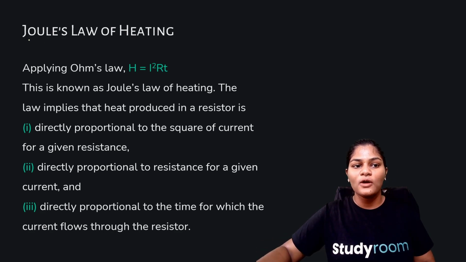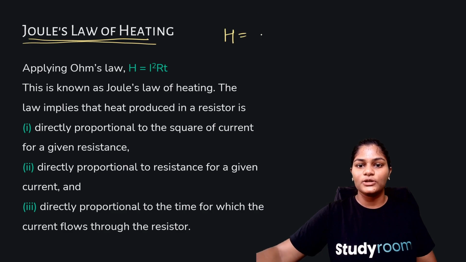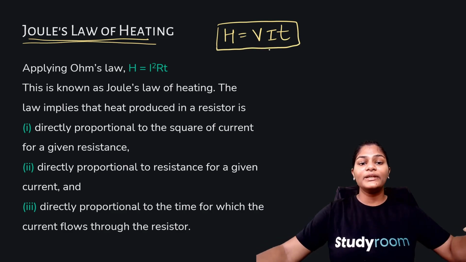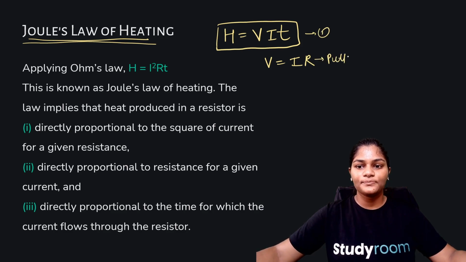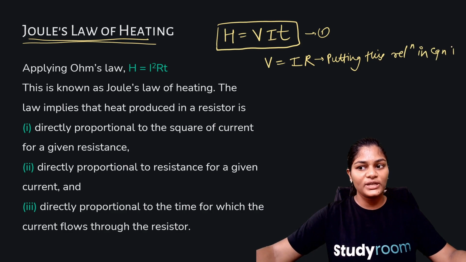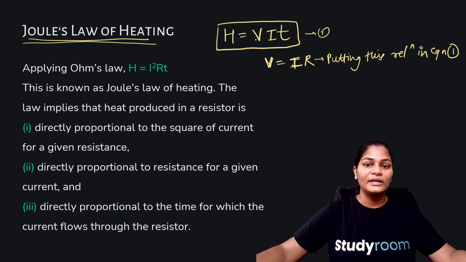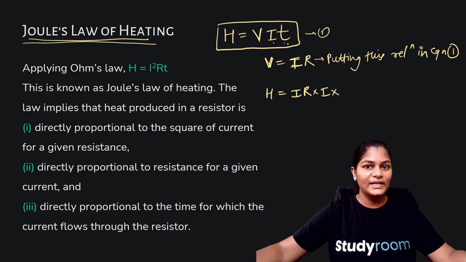Now, we're going to study Joule's law of heating. So, we're going to use the equation that we just derived in the last slide. We learned that H is equal to VIT. Now, what did we learn in Ohm's law? Ohm's law says that V is equal to IR. If this is equation 1, then we put this relation in equation 1. So what happens when I put V equal to IR? I replace V by IR in this equation. H is equal to IR into another I into T.